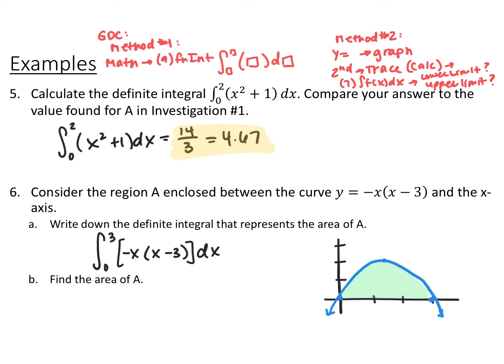So if you haven't already done so, go ahead and pause the video and find the area. I used the second method because I already had this graphed on my graphing calculator. So I just went into second trace, number 7, my lower limit was 0, enter. My upper limit was 3, enter, and it shades it nicely for me, and my area under the curve is 4.5.